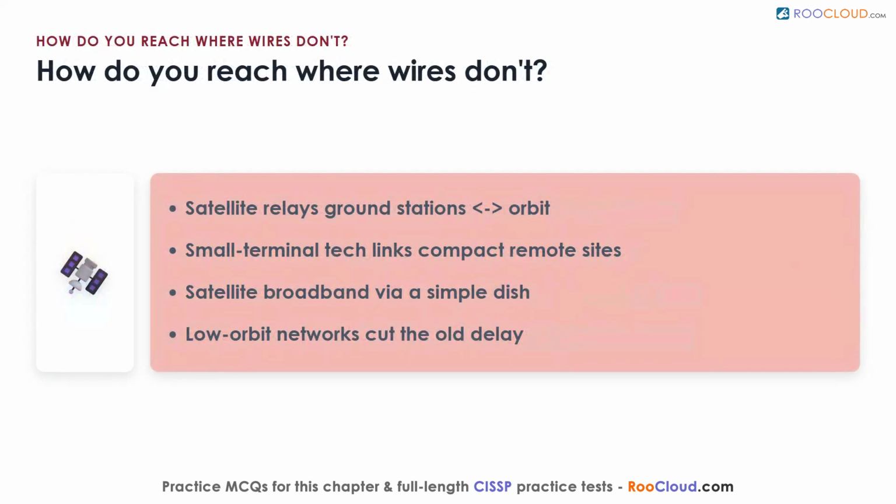How do you reach places the wires do not? Through the sky. Satellite communication relays data between ground stations and orbiting satellites. And small terminal technology lets compact remote sites talk to satellites parked over the equator, which is invaluable where wired options are impractical. Satellite broadband extends internet access to remote or underserved areas through a simple dish. A newer wave of low-orbit satellite networks cuts the delay that plagued the older high-orbit approach, aiming to deliver fast internet almost anywhere on the planet. Think of it as trading buried cable for a line of sight to the sky.